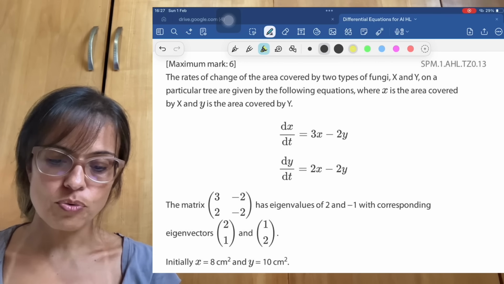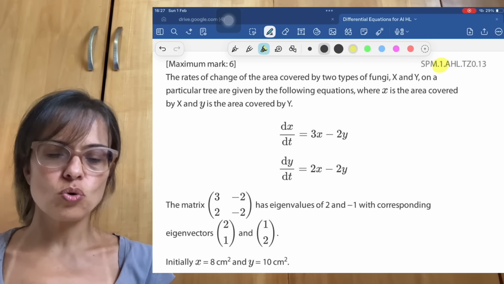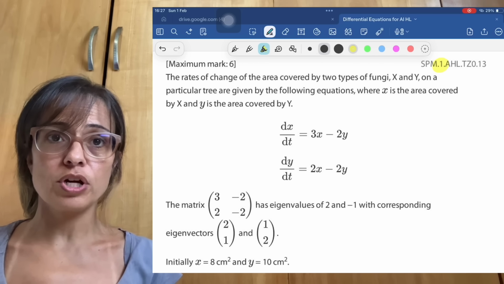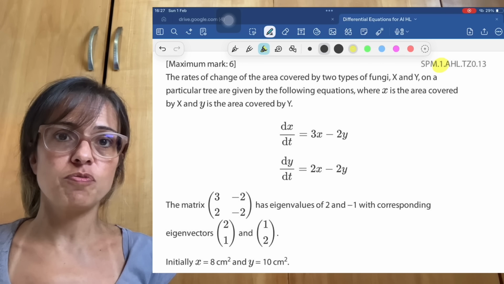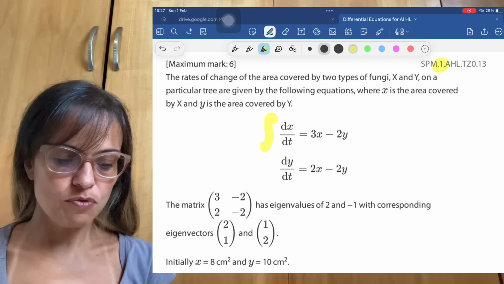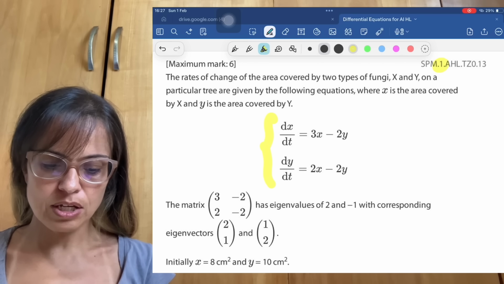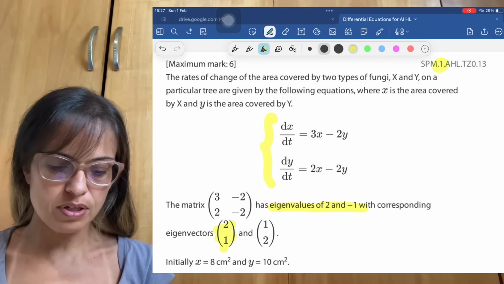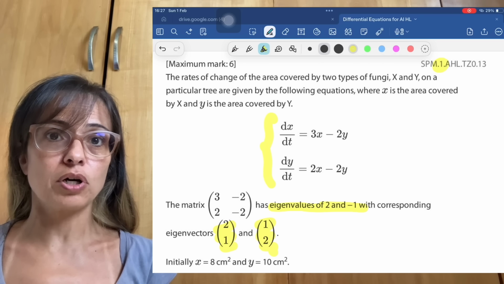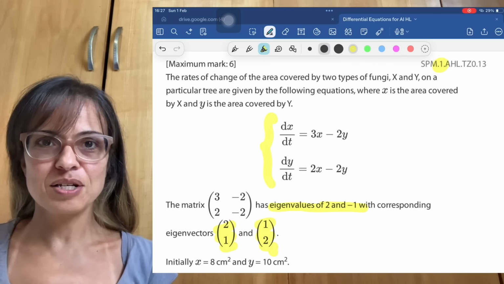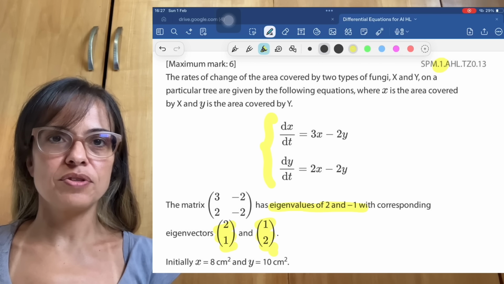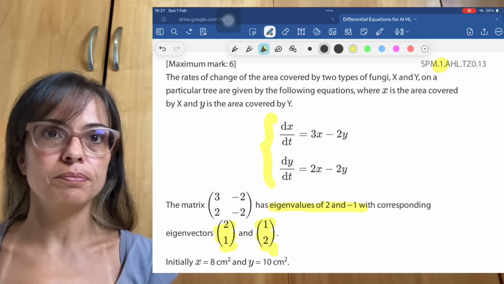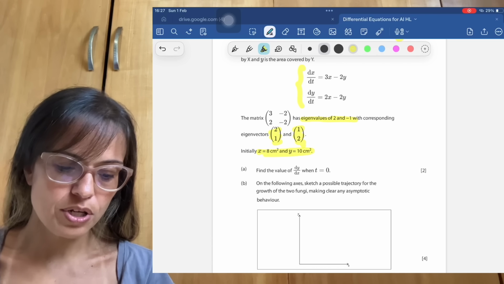Okay, question number 3 is a paper 1, so he wants it to be a short question. He is not going to ask you to do all of these steps that we've been talking about. So he just gives you the system. He already gives you the eigenvalues and the eigenvectors. You don't have to do that part. It's just going to be interpreting the meaning of these numbers. He's not testing whether you know how to find them right now. There's also some initial conditions right here.